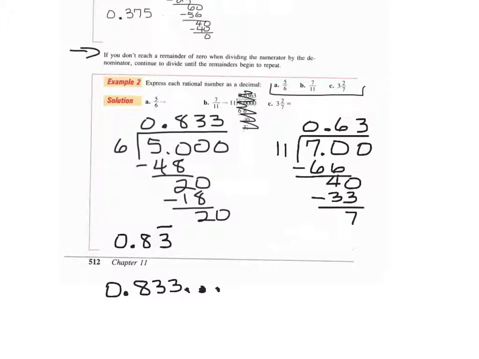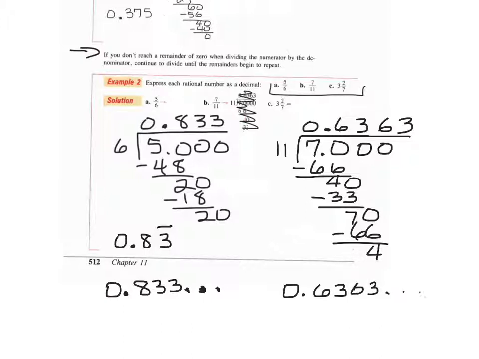Subtract, bring down another 0, and notice now I'm starting to get a pattern of 6363. So this time my answer, you can either write it as 6363 with dots, or put the bar over both numbers. So this is a repeating decimal. I could not get a remainder of 0.